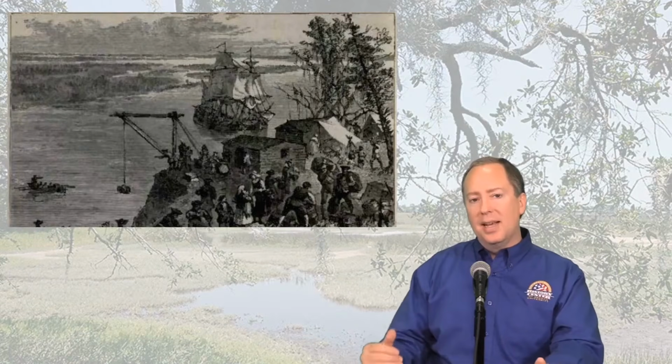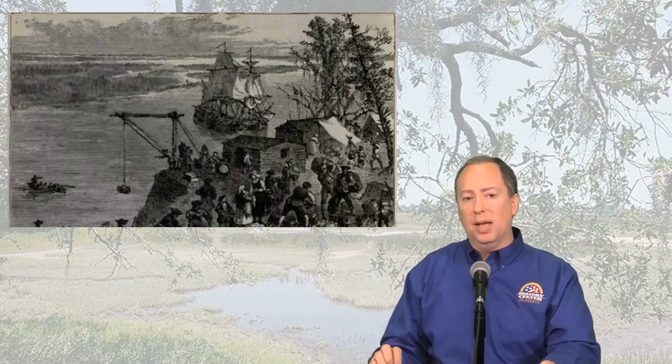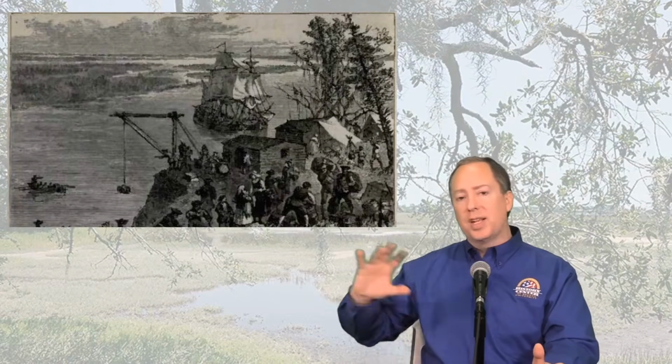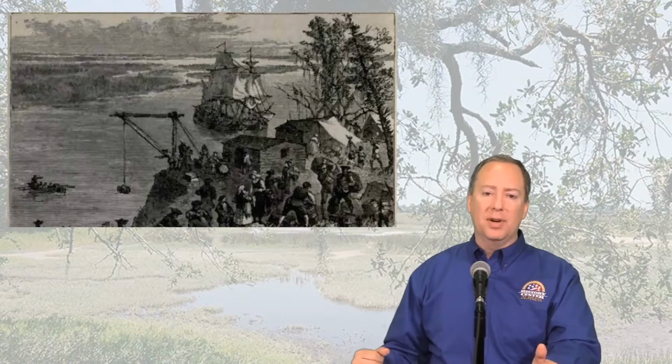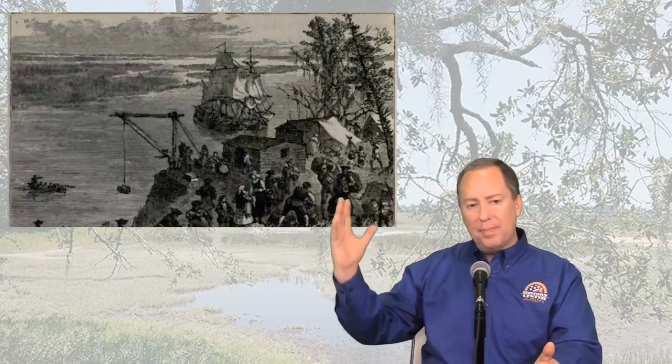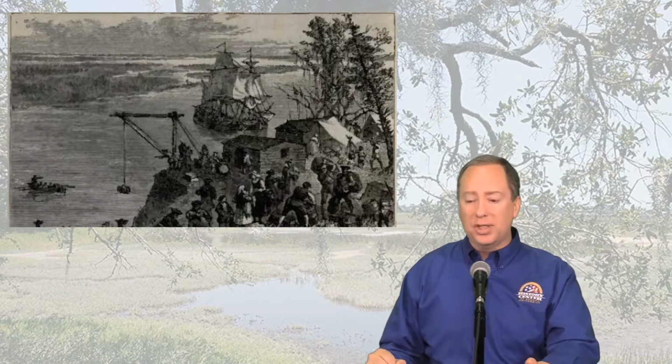Oglethorpe goes ahead, goes up to the Savannah River in a smaller boat, finds what he thinks is the perfect place, a place called the Yamacraw Bluffs, named so because a tribe named the Yamacraw Indians lives there, goes back, gets everyone, and they sail up the Savannah River. And the ship makes landfall at what is now Savannah, at the Yamacraw Bluff, and they climb up that bluff, and that is the first night of Georgia as a real colony. February 12th, 1733, still celebrated today as Georgia Day.